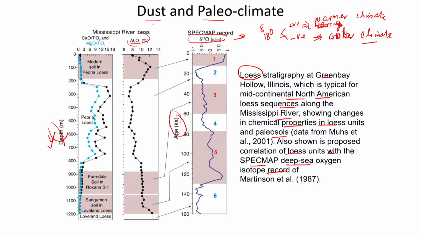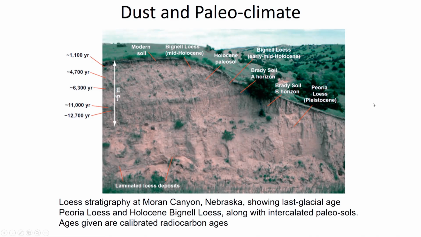So you can see wherever there was dust deposition, when there is a peak, there the climate was warmer, and then you can see in a synchronized way that when the dust deposition was less, it was cooler. So that kind of information can be taken from this. Dust and paleoclimate, this is also reconstructed.